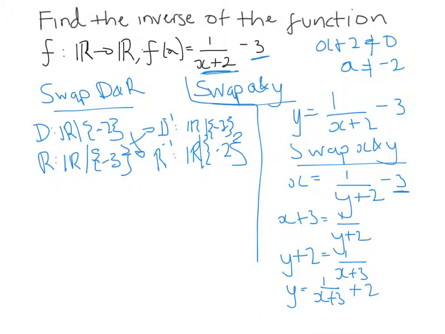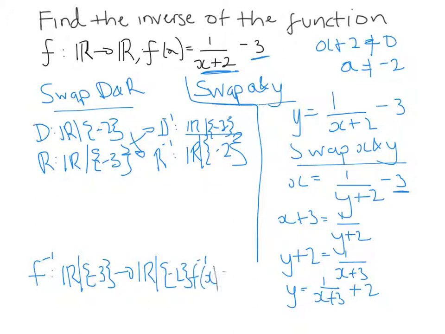Now you can do that algebraically and we get y is equal to 1 over x plus 3, plus 2. Now if we need to write the equation for the inverse, we can say that the inverse will map all real numbers except for minus 3, just as it was up there, onto all real numbers except for minus 2, and the equation for the inverse will be 1 over x plus 3, minus 2. Sorry, that was an algebra mistake.